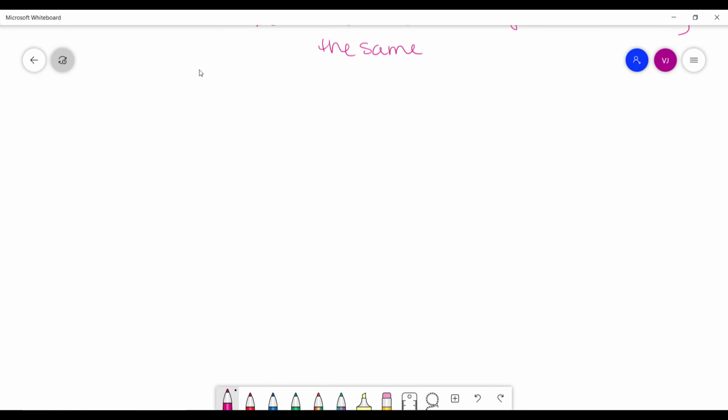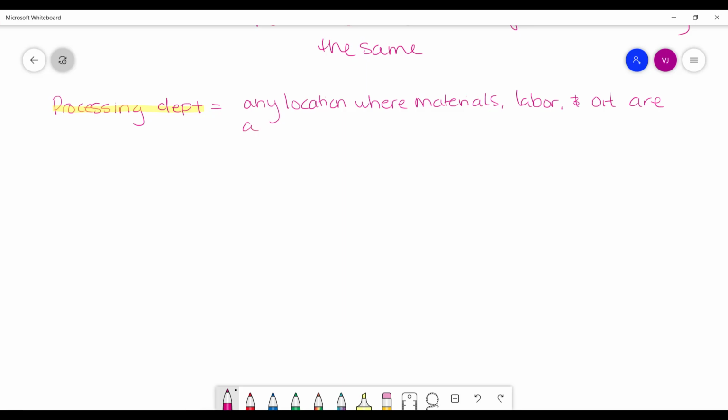But we're talking about process costing. We said we are accumulating costs by processing department. But what is a processing department? We kind of want to know what that is if we want to understand process costing. So essentially, a processing department is any location where materials, labor, and overhead are added to a product.